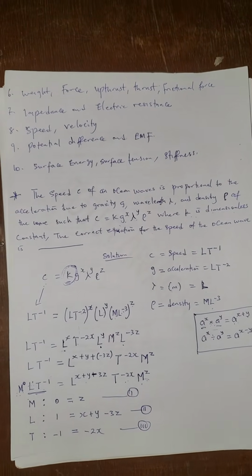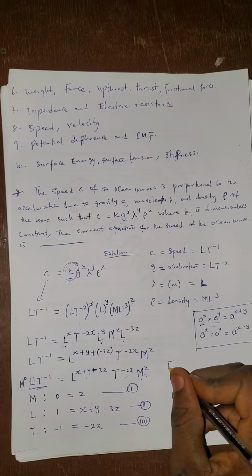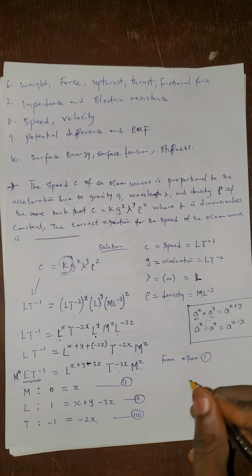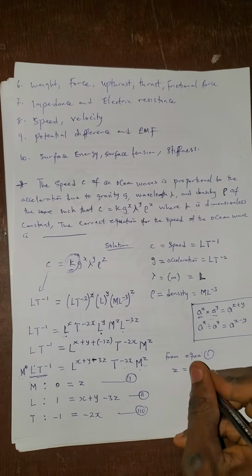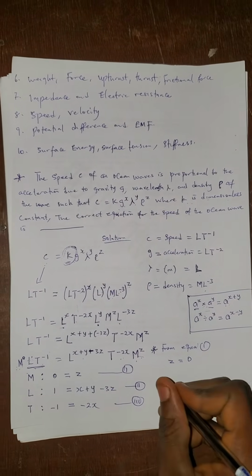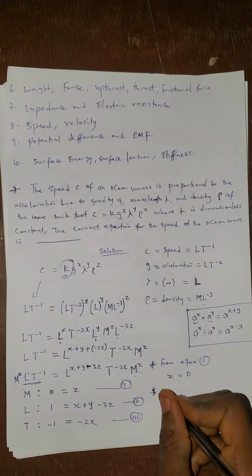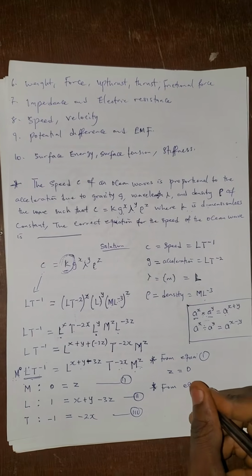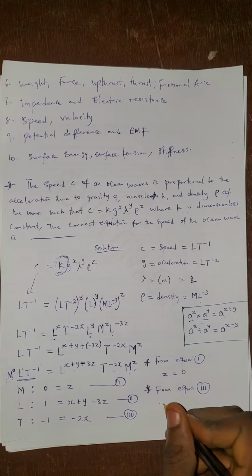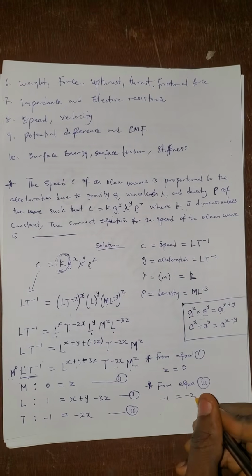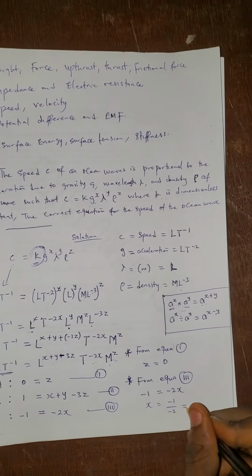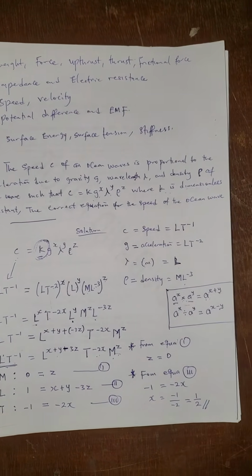Now, if you check this very well, from equation 1, our Z is equals to 0. From equation 3, we have minus 1 to be minus 2x. So x will be minus 1 over minus 2. So x will finally be 1 over 2.